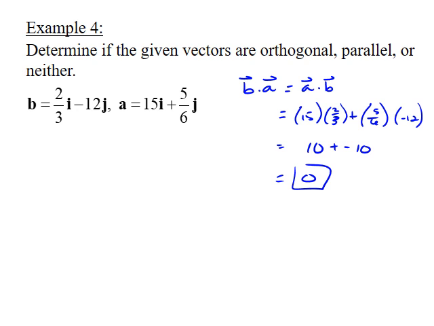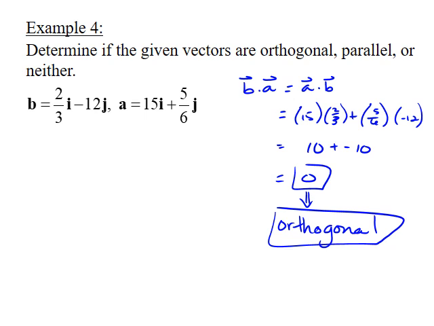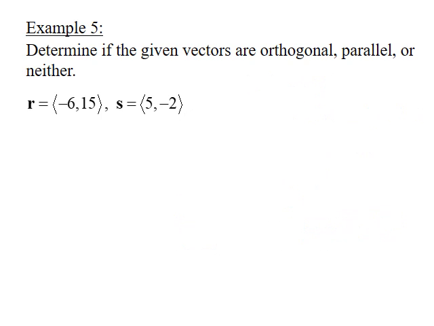Since this dot product is 0, we can conclude that these vectors are orthogonal. So these two vectors, if they were graphed, will create a right angle. Go ahead and try this one on your own.